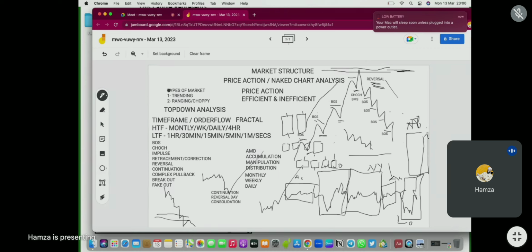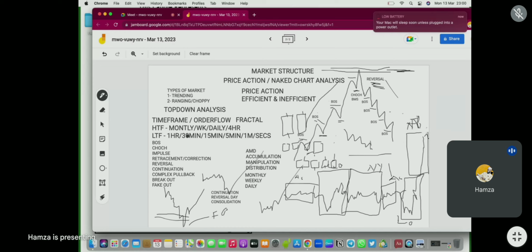So yeah, we have a fake out. What a fake out is, let's assume price comes to this POI and the POI just failed. But as it turned out, the POI didn't fail, and we have a correction. So this is a fake out.